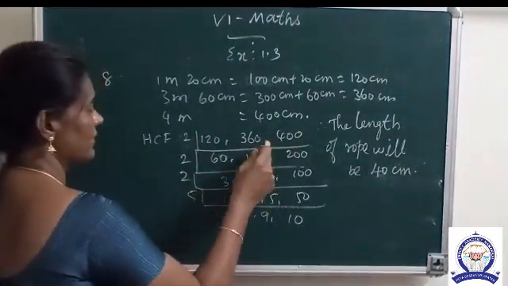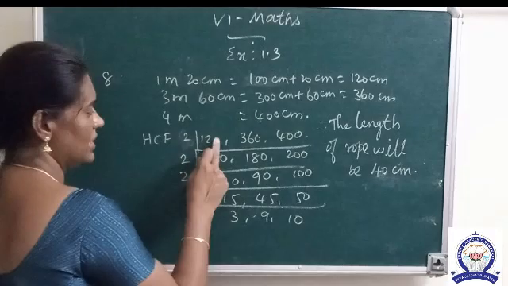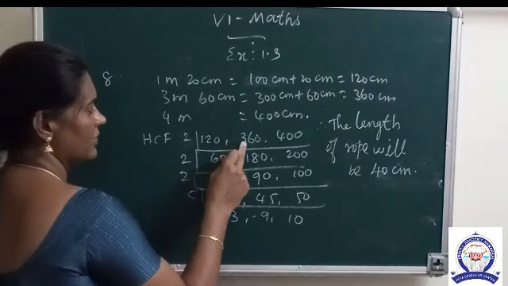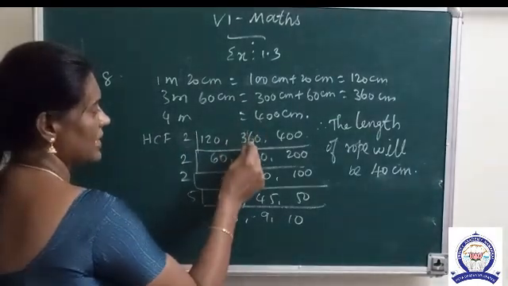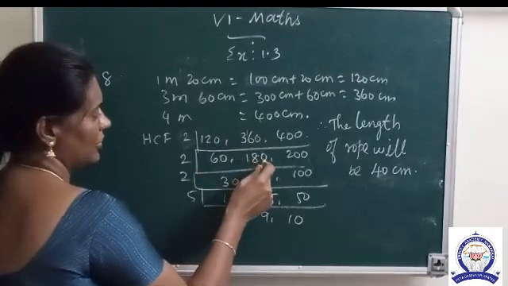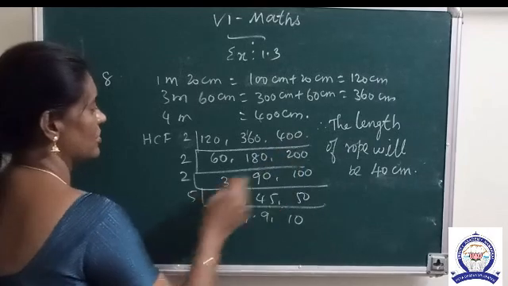Length of longest rope. So 120, 360, 400. All the numbers are even numbers. It is divisible by 2. For this 12, 6 2s are 12. This 0 you write as it is. For this 3, 1 2 is 2, balance 1. Now the number is 16, 8 2s are 16. You keep this 0 as it is. For this 4, 2 2s are 4. These 2 zeros you write as it is.